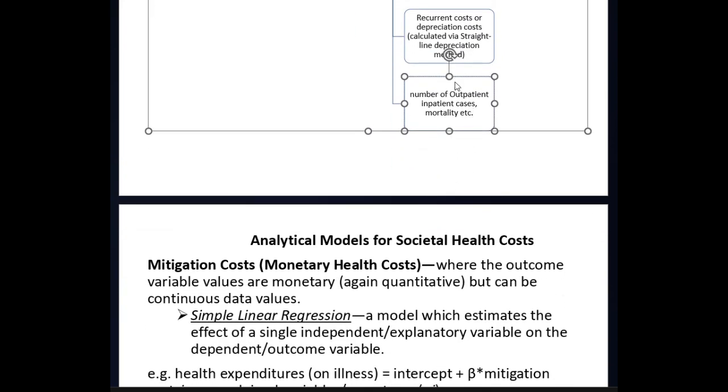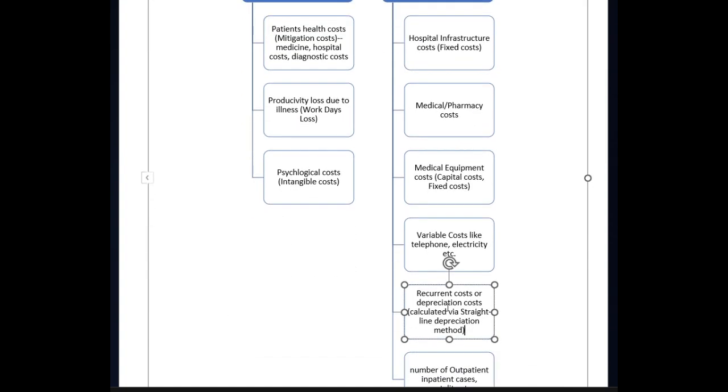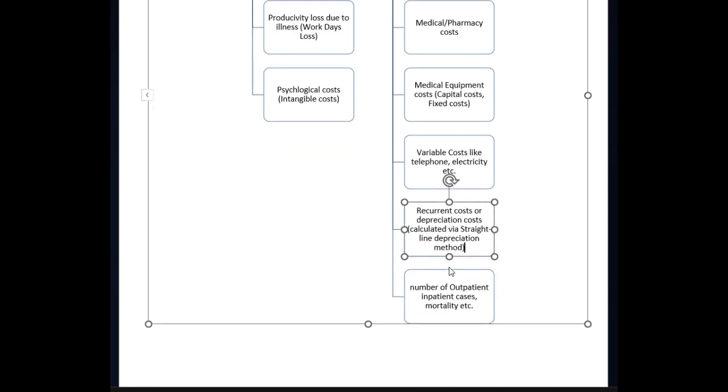And what is the straight line depreciation method, in which we calculate recurrent cost? Suppose you buy an X-ray machine for 10 lakh rupees, and its shelf life is 10 years, so you will divide 10 lakh by 10 years, right? So you will get 100,000. So 100,000 will be a recurrent annual cost for the X-ray machine, which you should put in your budget, right?